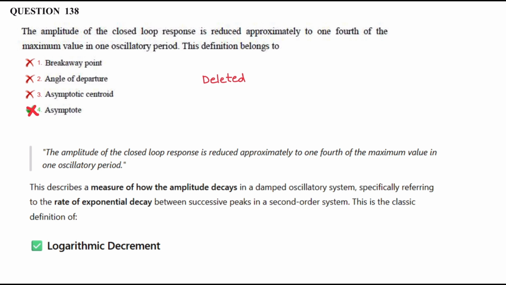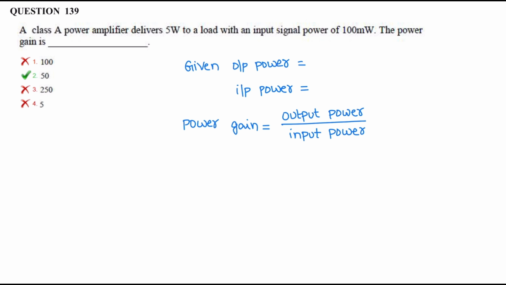Next question. A class A amplifier delivers 5 watt to the load with an input signal of 100 milliwatts. The power gain is, here the output power is 5 watt and the input power given is 100 milliwatt. Power gain is the ratio of output power to input power. So output power is 5 and input power is 100 times 10 power minus 3. The power gain is 50. Correct answer is option 2.